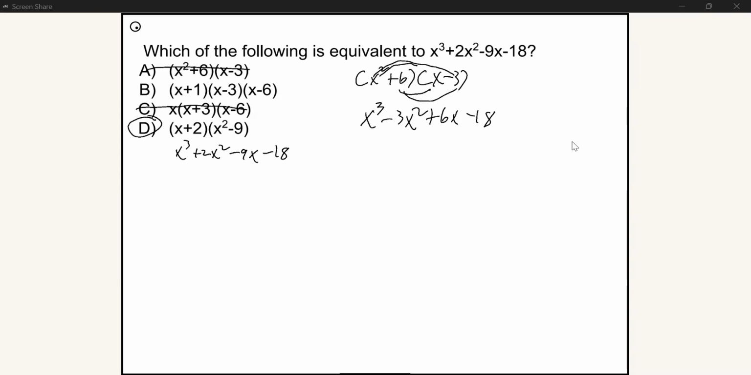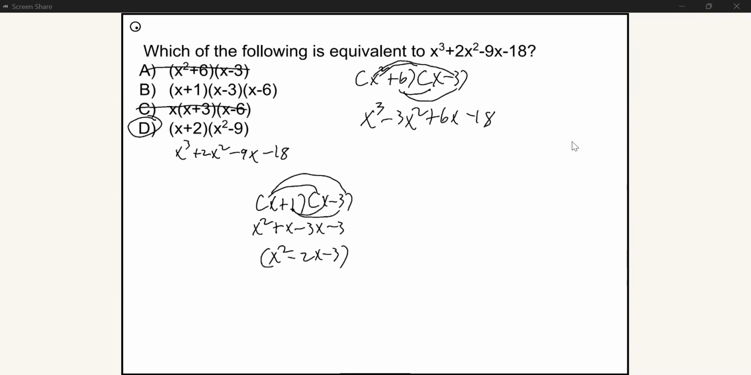And then B is more annoying because there's 3 pieces, but we'll work it out. So when you have something like that, you do x plus 1 times x minus 3 first. So that'll get us x squared plus x minus 3x minus 3. That gets us x squared minus 2x minus 3.